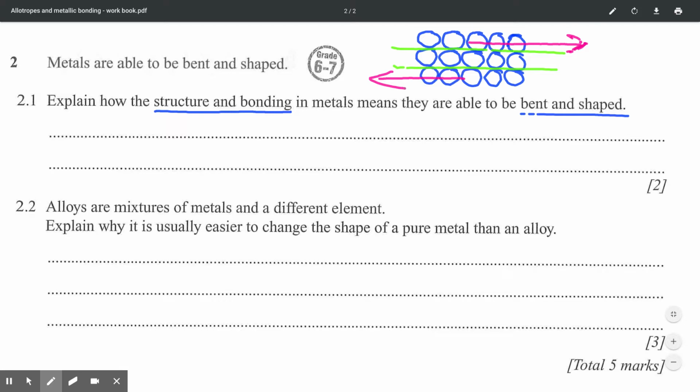So you can imagine if we had a bulk piece of this metal, we could draw this into a wire by pulling the top layer to the right hand side, the bottom layer to the left hand side. It would make that piece thinner but longer.